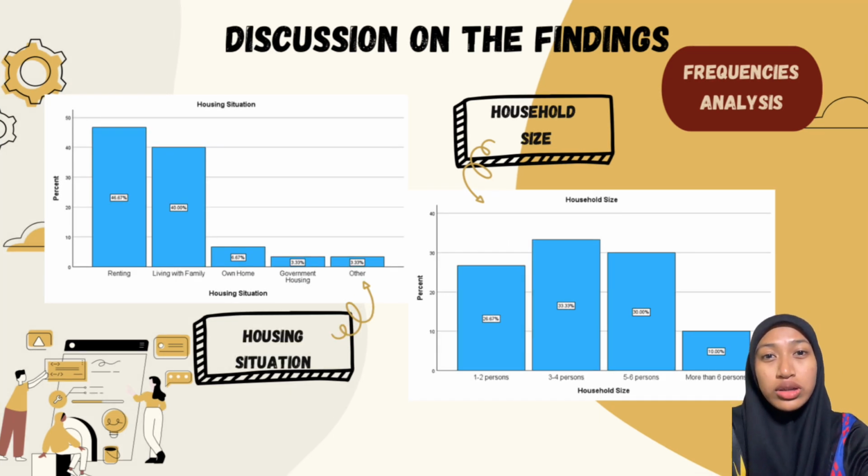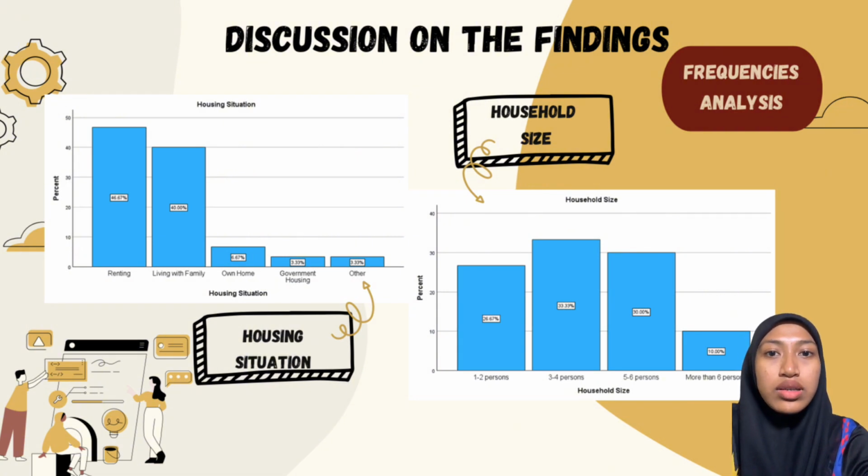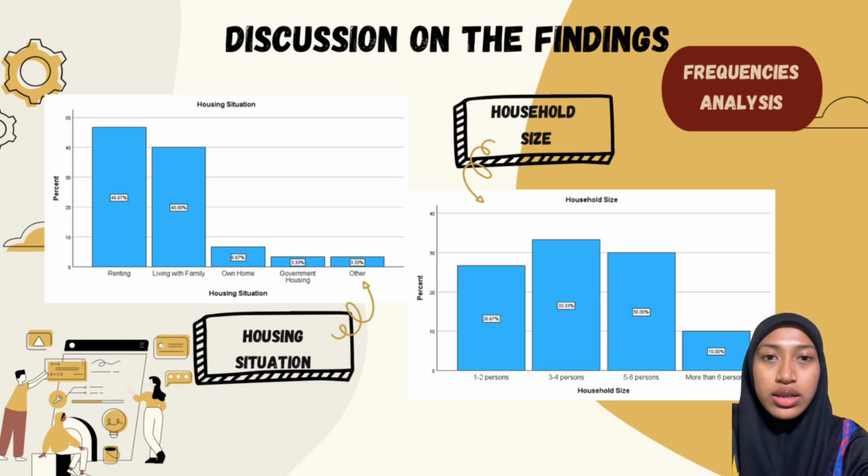Next is the housing situation bar chart. Almost half of the respondents are renting, while 40% live with family. Very few respondents currently own a home, including government housing. This highlights the relevance of the study as more participants are potential beneficiaries of affordable housing programs.